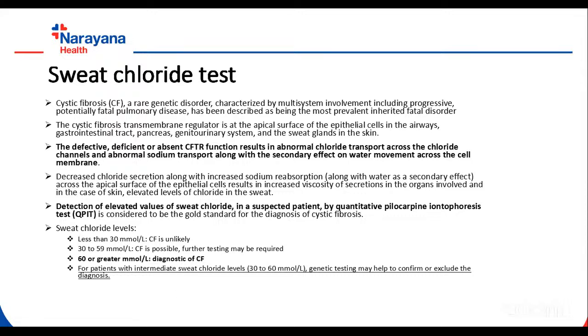Sweat chloride levels less than 30, cystic fibrosis is unlikely. 30 to 59, it is possible, but further testing is required. 60 or more, there is a likelihood of it being CF. For patients with intermediate sweat chloride, genetic testing may help confirm or exclude the diagnosis.